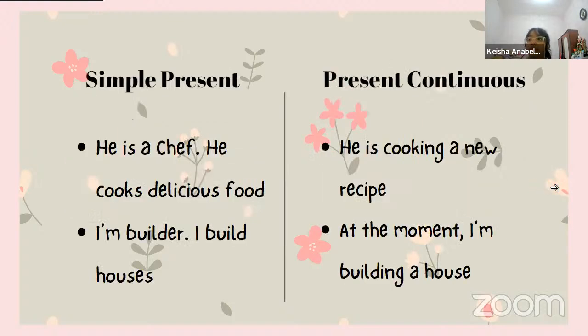Here's the example. For simple present, the example is he is a chef, he cooks delicious food. And for present continuous, he is cooking a new recipe. The other example is I'm a builder, I build houses. And the present continuous is, at the moment I'm building a house.